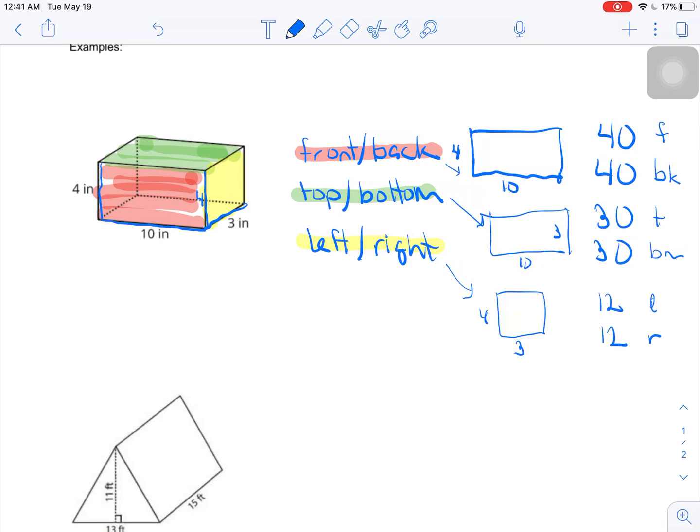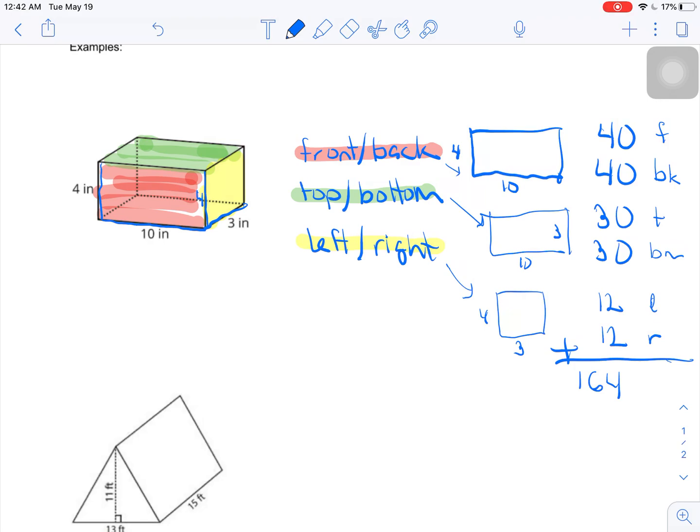So there's all 6 sides. So we have 2 40s, 2 30s, and 2 12s. Since surface area is just the total of all of those, now that we've found all the sides, we're just going to add them up. So if you add them up, 40 and 40 makes 80, 30 and 30 is 60, 12 and 12 is 24. So 80 plus 60 plus 24, you get 164. Now we have to think about our units.